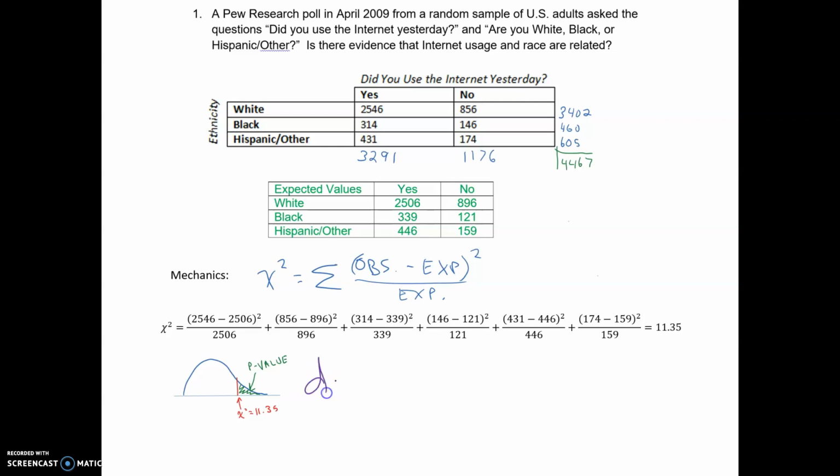So let's do degrees of freedom equals. All right. So there are two columns, yes and no, right? So we're going to multiply 2 minus 1 by the number of rows. We have 3. So we're going to multiply 2 minus 1 times 3 minus 1. That's how we get the degrees of freedom too. So make sure that's in your work somewhere. You got to have that. Okay, degrees of freedom 2.